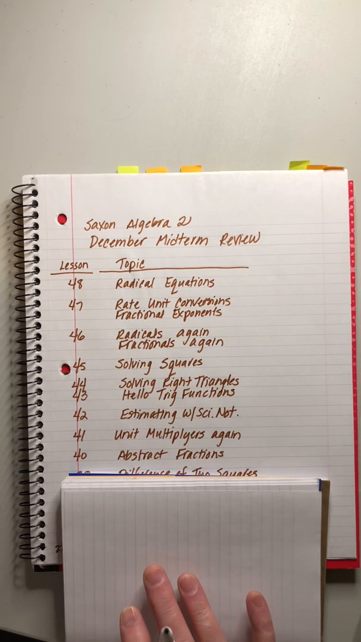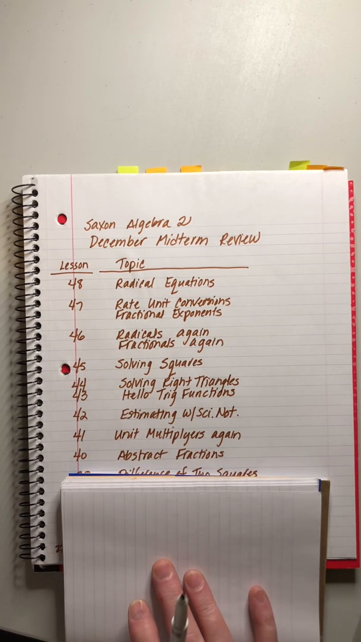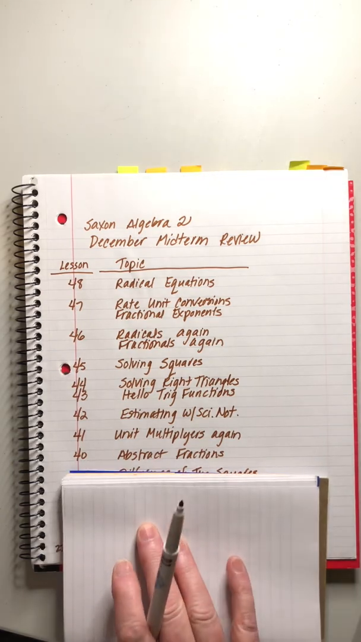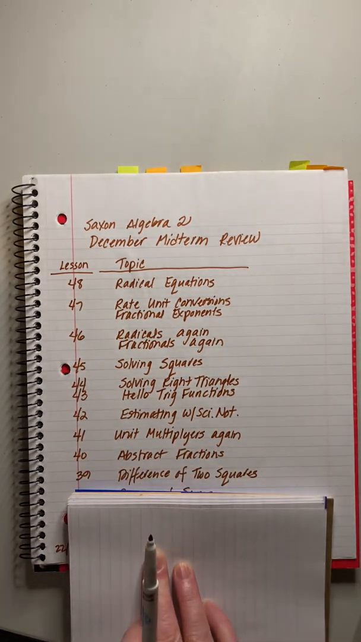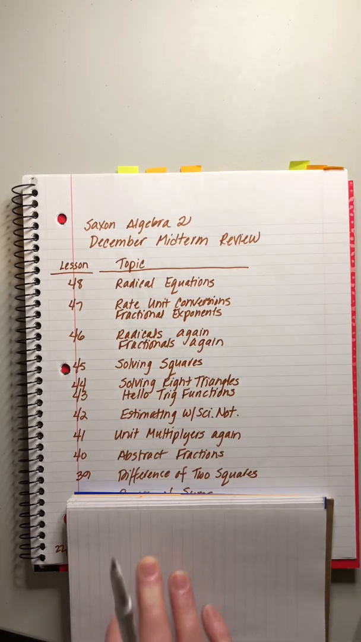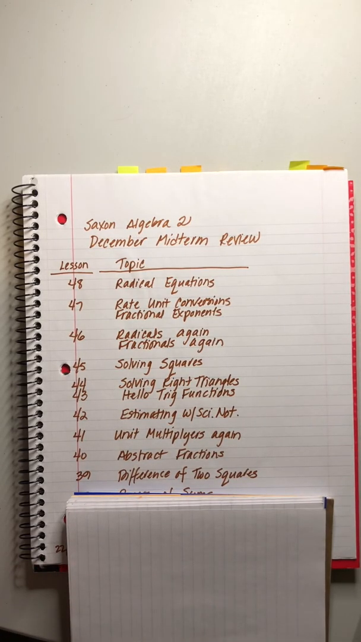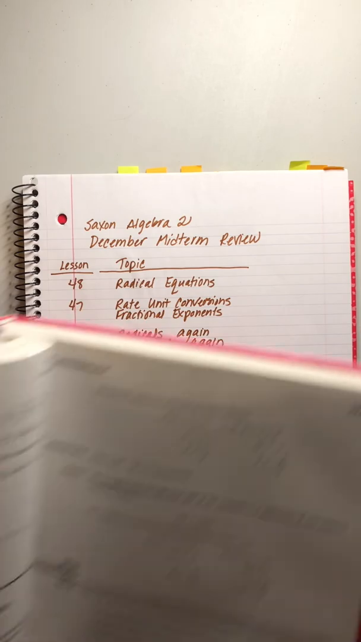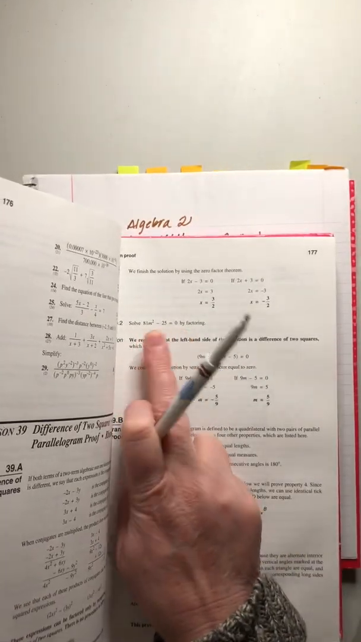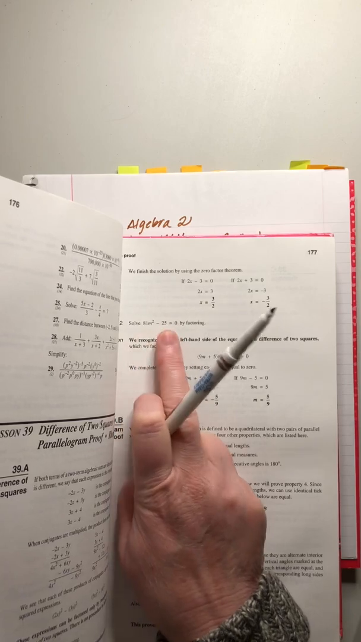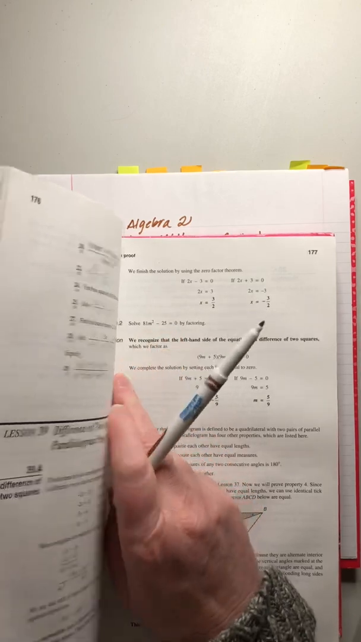40, abstract fractions. Oh, I love a good abstract fractions. That's where it's all letters and you have to be told which letter to go for. Difference of two squares, 39, is when we are factoring, like I'll show you here. 81m squared minus 25 equals 0. That's where you have to recognize that's a difference of two perfect squares and then factor it accordingly. Those are good.